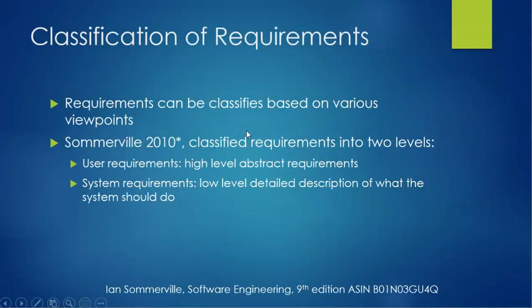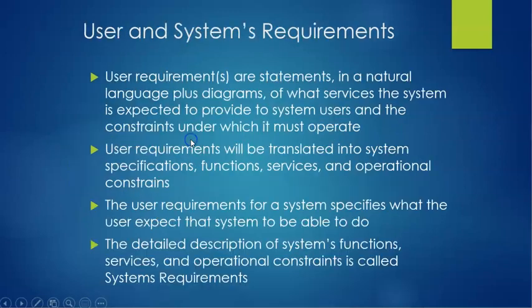The classification of requirements can vary based on different viewpoints. The most common classification is by the level of requirements, which can be classified into two levels: user requirements, and that's the high-level abstract requirements, and system requirements, and that's the low-level detailed description of what the system should do.